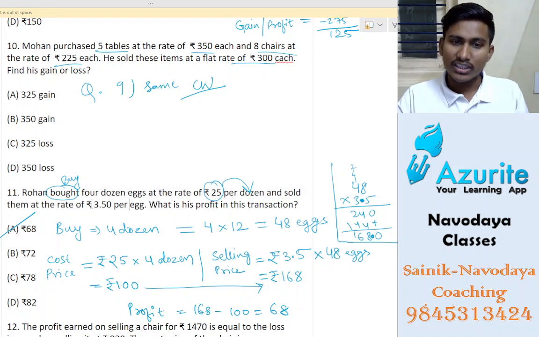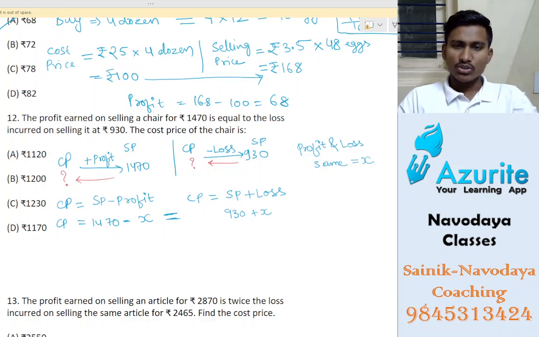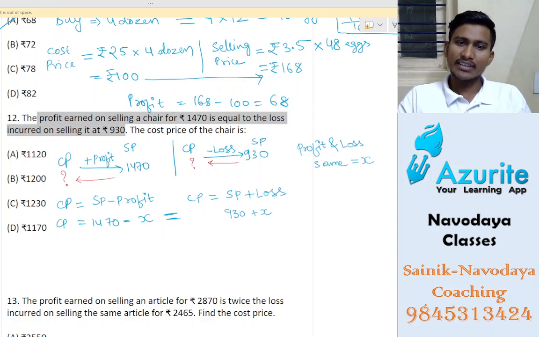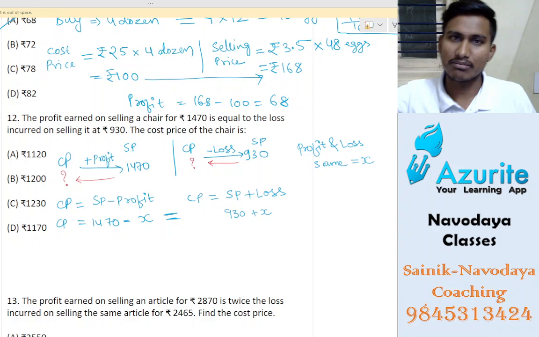They have given the selling price of one egg. That you have to understand. Understood? Do it. So here, students, the 12th question. The profit earned on selling a chair for 1470 is equal to the loss incurred on selling it at 930. What is the cost price of the chair? I will explain with an example.